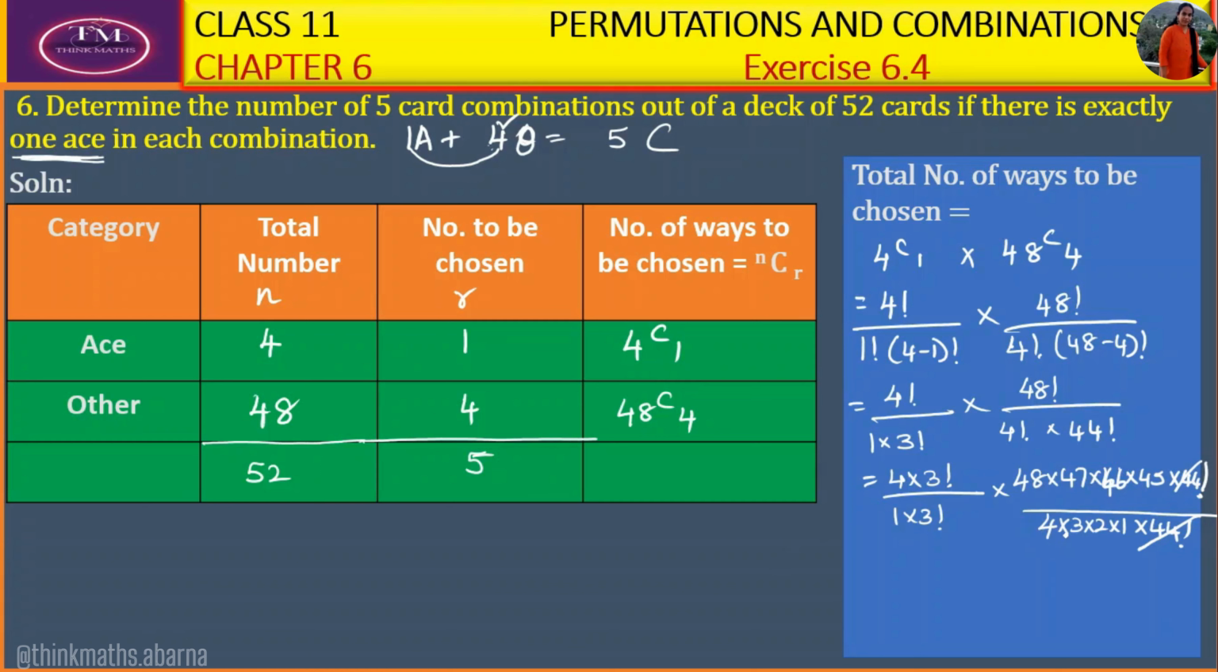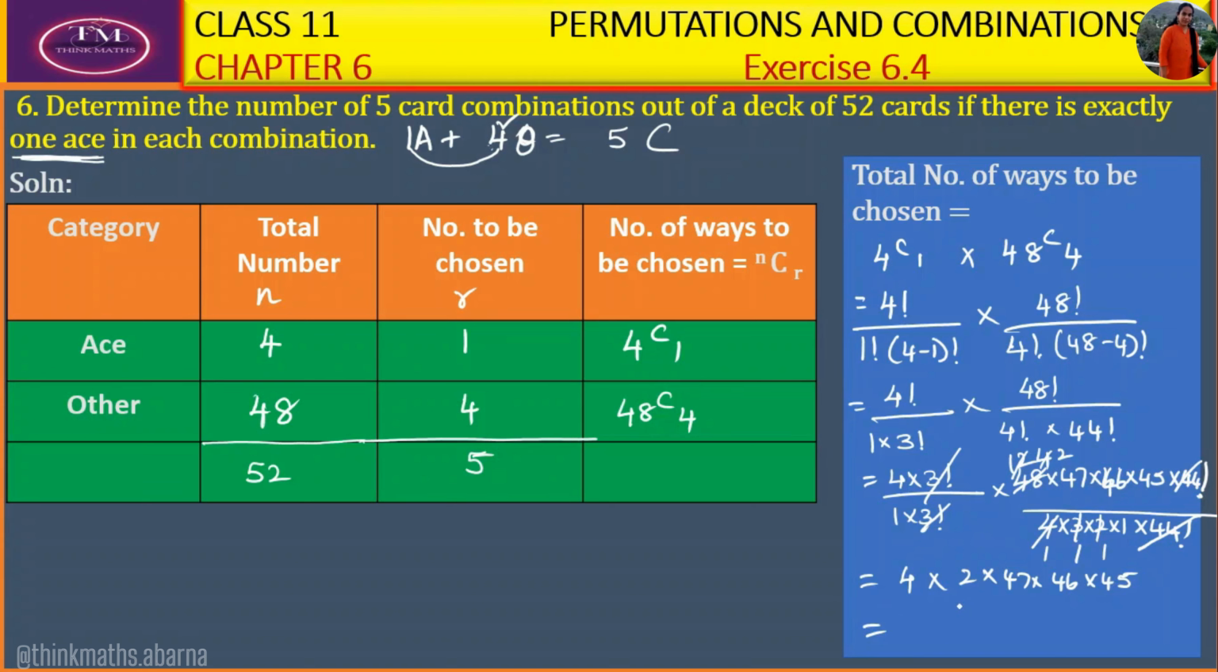So how to cancel this? 1 fours and 12 fours are 48. Then again 1 threes, 4 threes are 12. Again 1 twos and 2 twos are 4. So here 3 factorial gets cancelled. So the remaining will be 4 into 2 into 47 into 46 into 45. Okay, all denominators are cancelled out.